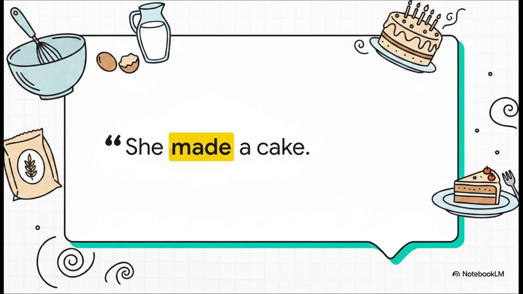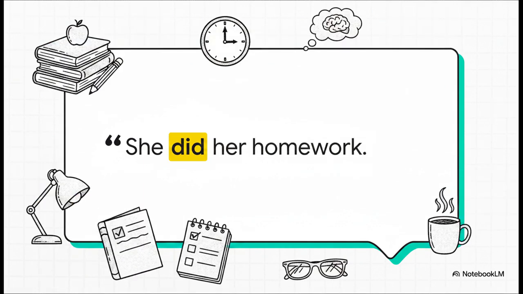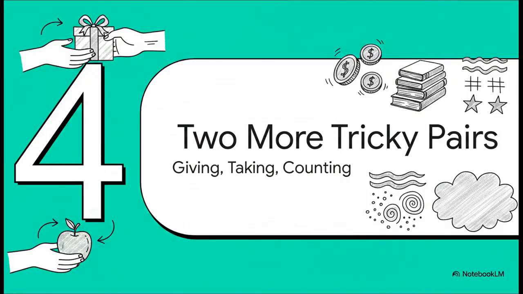Here's a perfect example. She made a cake. Think about it. Before she started, there was no cake. It was just flour and eggs and sugar. She used those ingredients to create something brand new. So she made a cake. But now, look at this. She did her homework. The homework was already a thing, right? It was a task that was given to her. She didn't create it from nothing. She just performed the action of completing it. And that's exactly why we say she did her homework. You guys are doing great.